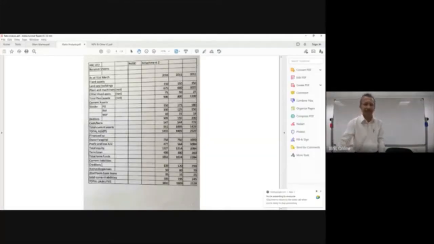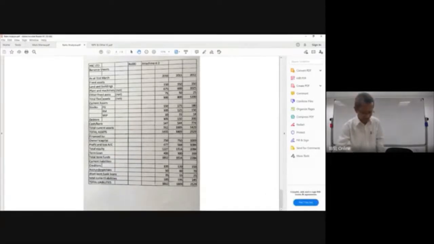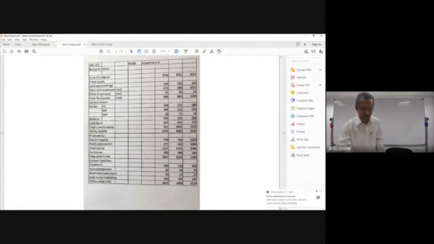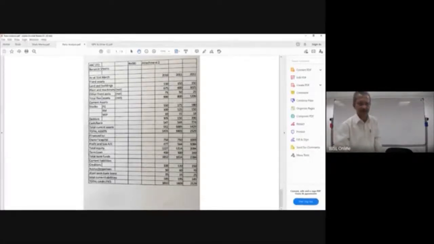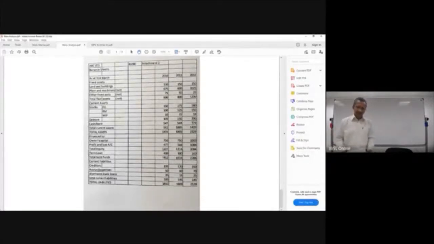In this balance sheet, it is not balancing: 1,455 and 1,812. So there is a correction. This should be 1,812, the total assets. And the total term funds cannot be 1,812. It is 1,627. Okay. So we will try to calculate our profitability ratios first.